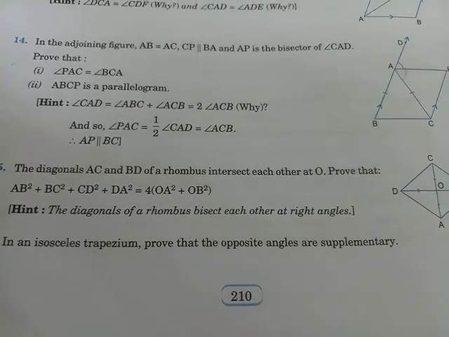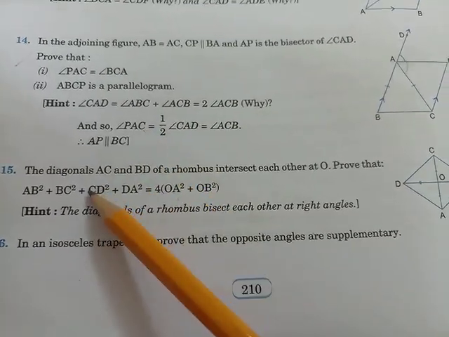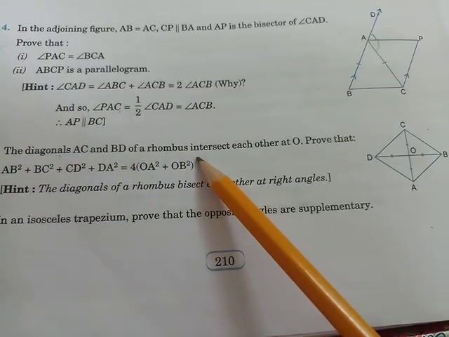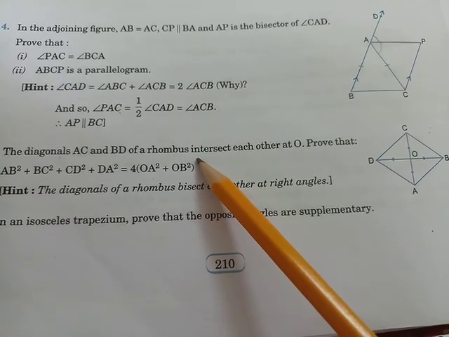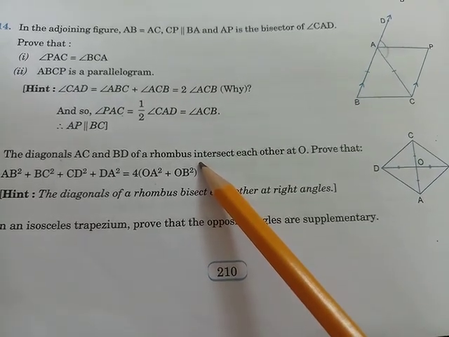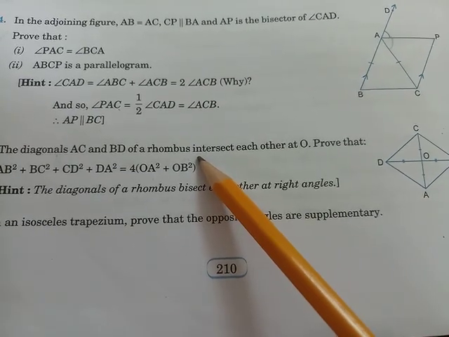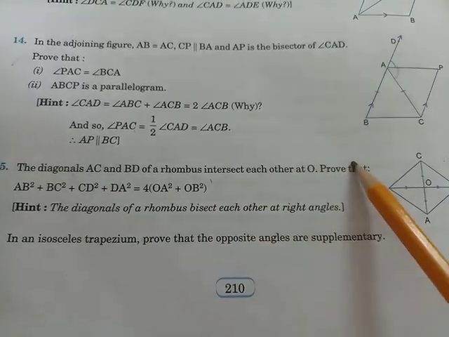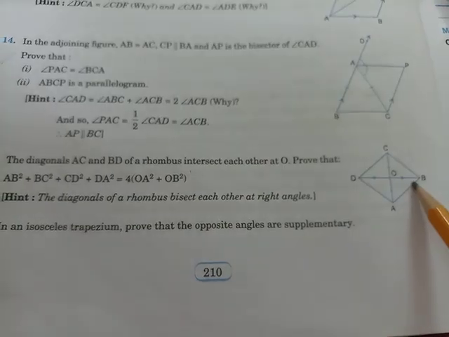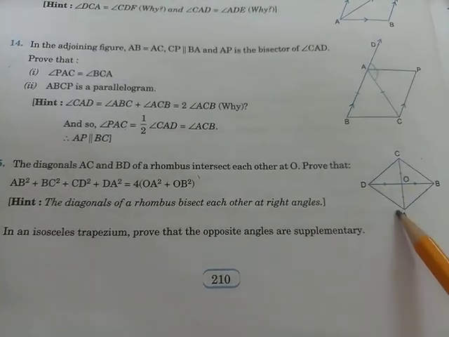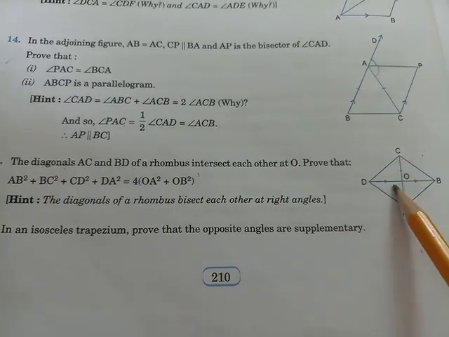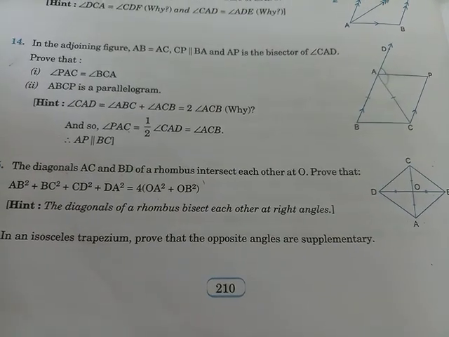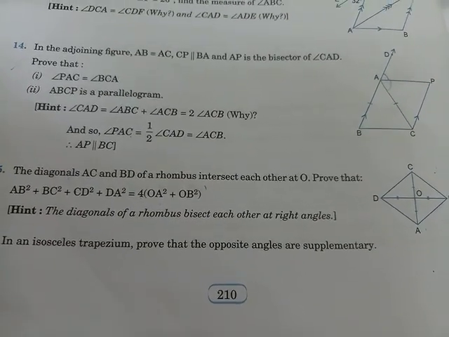I discussed up to question number 14 with you. Now I discuss question number 15. The diagonals AC and BD of a rhombus. The moment they say rhombus, the properties of rhombus should click in your mind: all the sides are equal, diagonals bisect each other at right angles, diagonals bisect the opposite angles, and many more. So what do we have to prove? We have to prove that AB square plus BC square plus CD square plus DA square is equal to 4 times OA square plus OB square. So we'll use the properties of the diagonals of a rhombus.